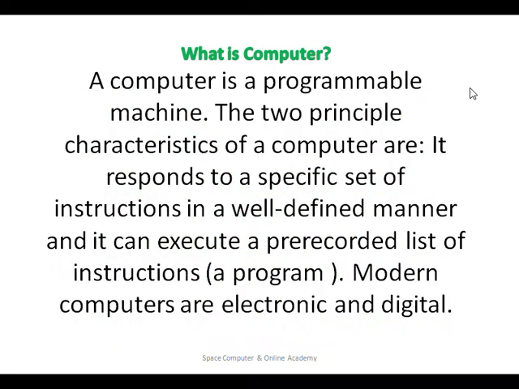Okay, continuing, the first question that arises here is: what is a computer? A computer is a programmable machine. The two principal characteristics of a computer are that it responds to a specific set of instructions in a well-defined manner, and it can execute a pre-recorded list of instructions, which is called a program too. Modern computers are electronic and digital.